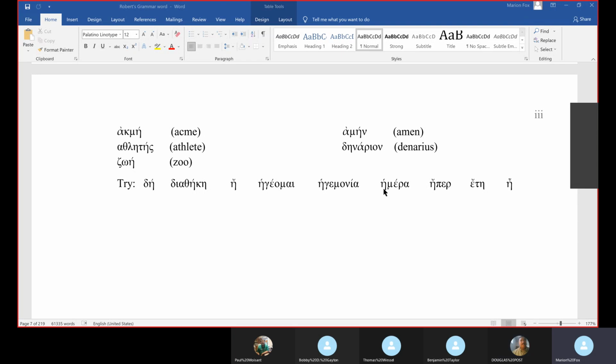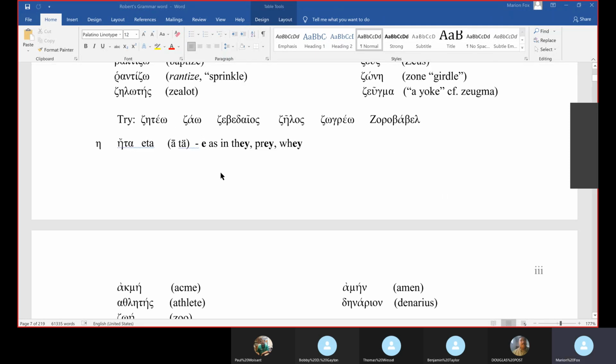And here is Hemera. Notice the rough breathing on it. Gets a little bit of an H sound, Hemera. And this is the word for day. And this gets an A sound. Let's go back to it. It's the eta. It's the A sound as in way. Amen. Amen here, right?